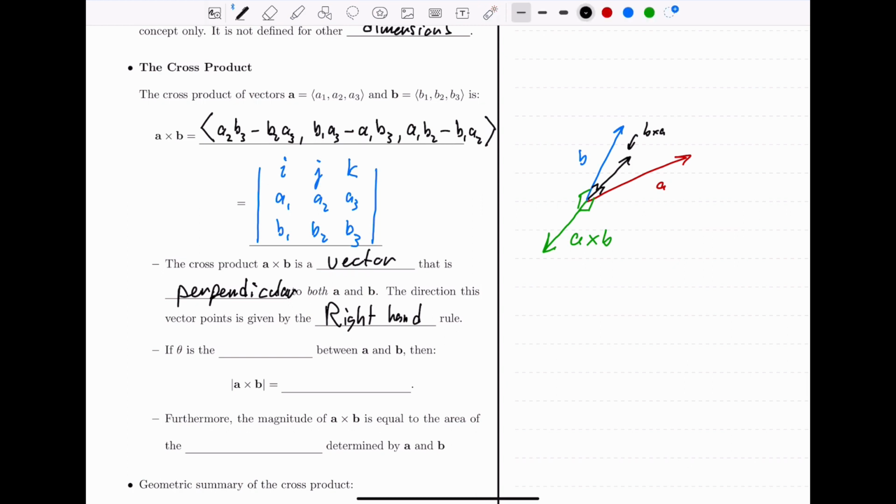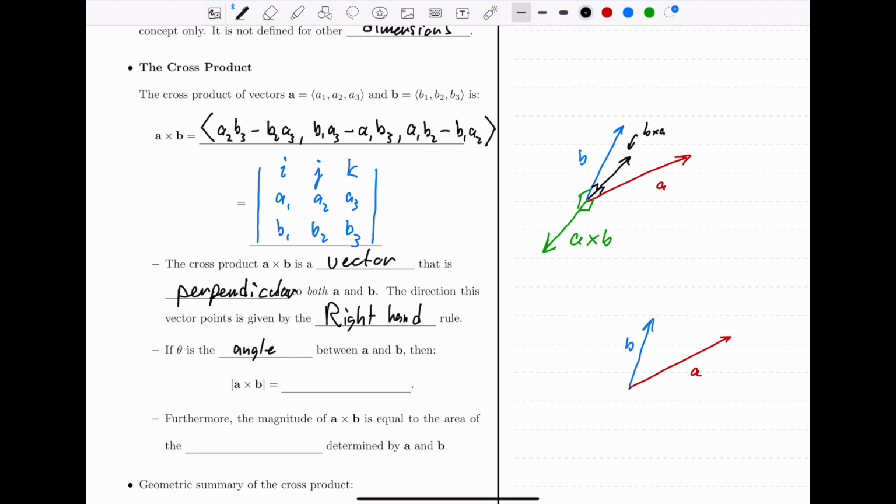Let's talk about some more geometric properties of the cross product. If we think of the angle theta between the 2 vectors, there is a geometric interpretation for the magnitude of the cross product vectors. Let's draw some new vectors to visualize this. We've got a vector A and a vector B.